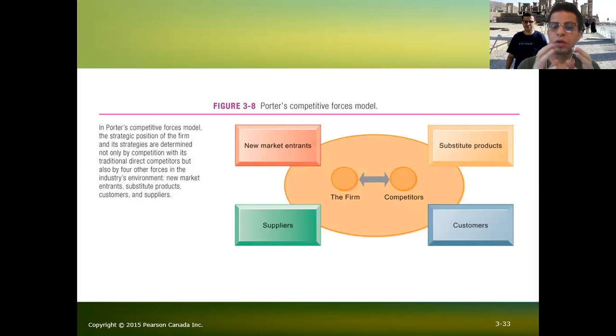So in Porter's competitive forces model, the strategic position of the firm and its strategies are determined not only by competition with its traditional direct competitors, but also by the four other forces in the industry's environment: new market entrants, substitute products, customers, and suppliers.